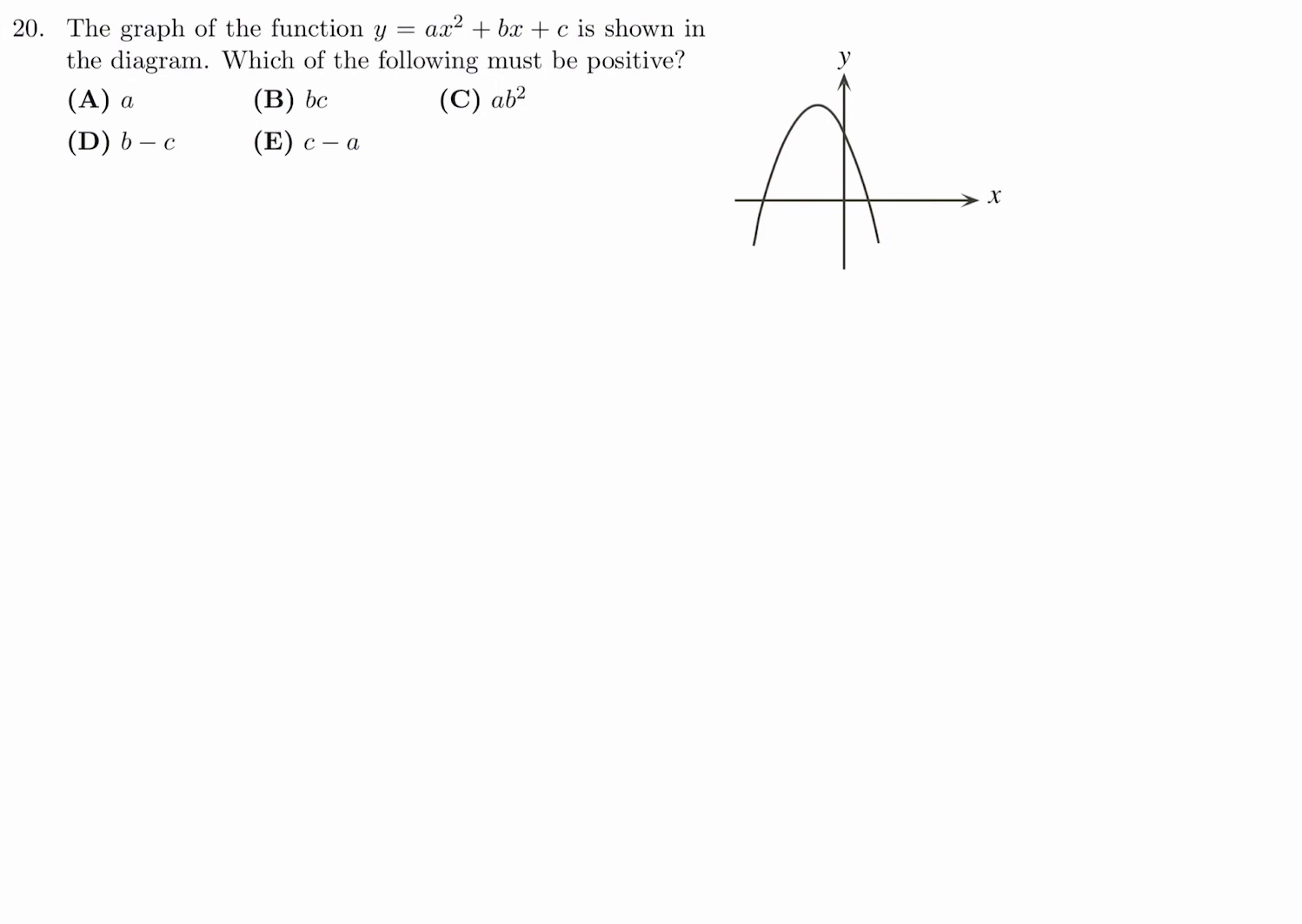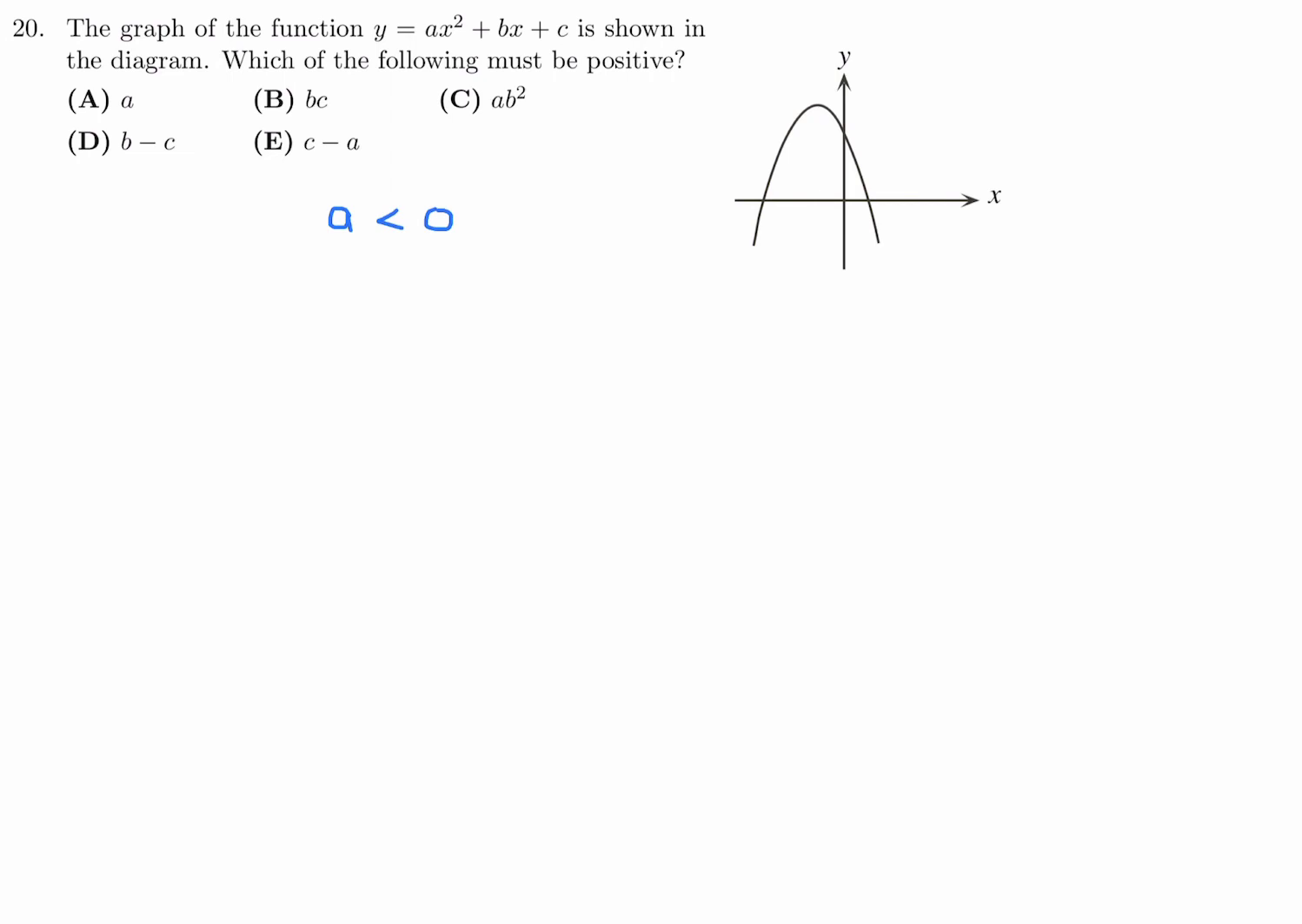The graph of the function y is equal to ax squared plus bx plus c is shown in the diagram. Which of the following must be positive? Well, first and foremost, notice that this parabola opens downward, right? And if the parabola opens downward, that means this coefficient right here, a, is negative. So a is less than 0. That's the first thing. Now, what about b and c?